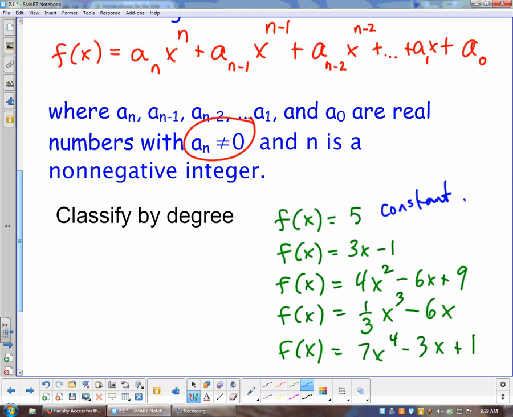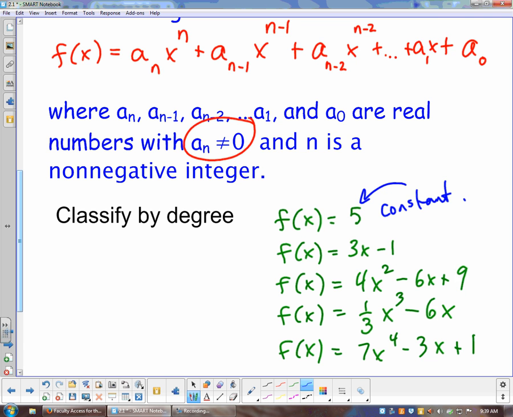Why is it called a constant function? Because if you were to graph the function f of x equals 5, what would it look like? All lines are straight. It's a horizontal line, where the value of the function never changes. It's always at a height of 5. So that's a constant function.